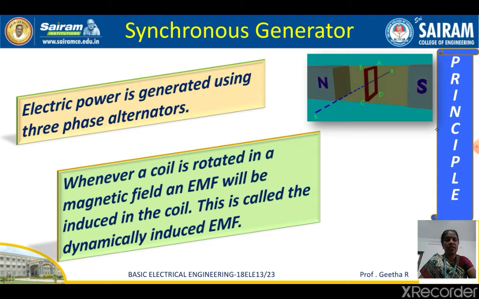You can see here the north and south pole shown here. So this gives you the magnetic field. Inside the magnetic field, you can see a coil is placed here. When it is rotated, EMF will be induced in this coil.